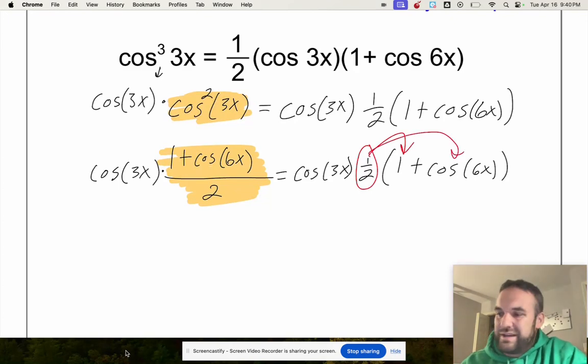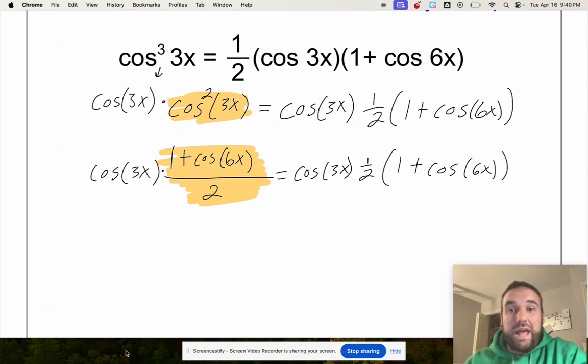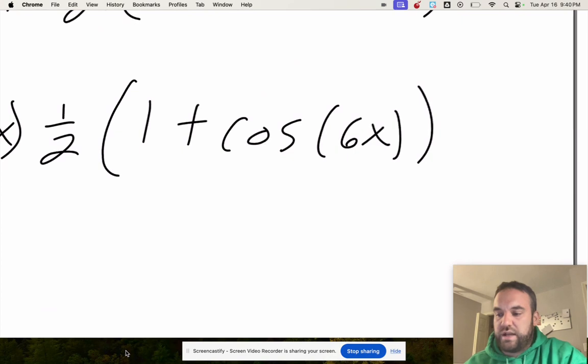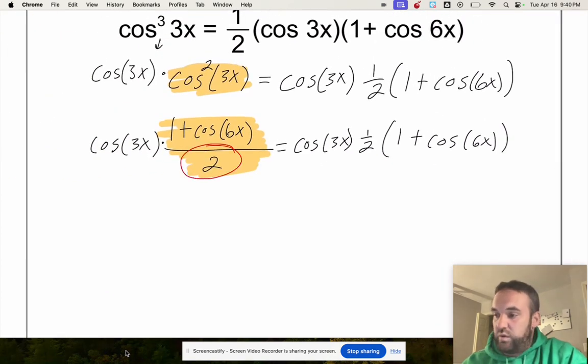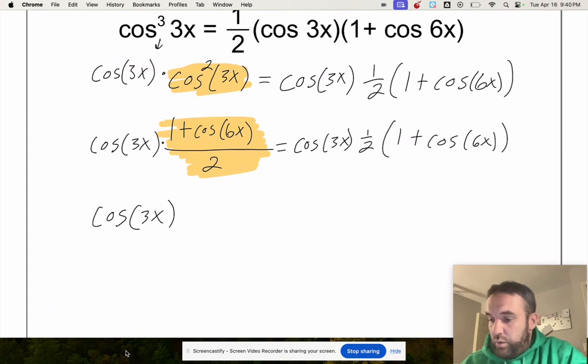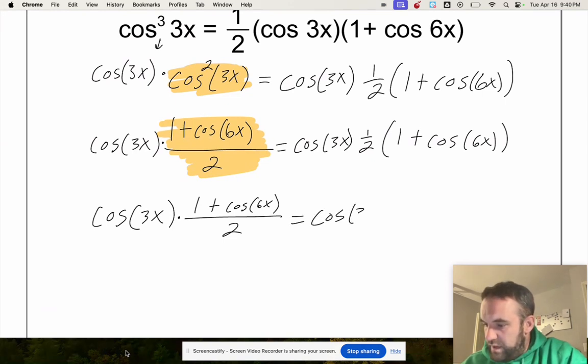Again, technically I'm not even going to distribute it. 1/2 multiplied both of the terms 1 and cosine of 6x. I can just put it over 2 like it is over here. So this is where you have some flexibility in how you want to write the final product. I'm going to keep the left side the same because I kind of like the 1 plus cosine of 6x over 2. And that is equal to cosine of 3x.